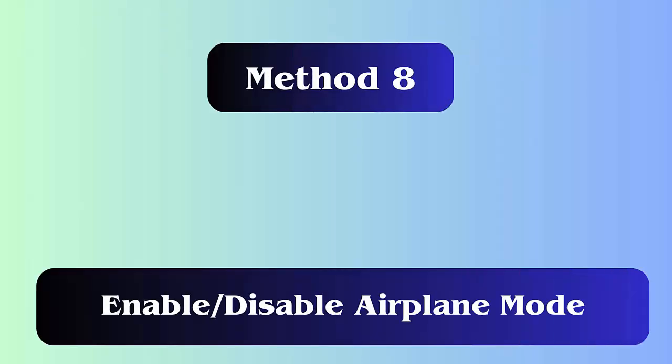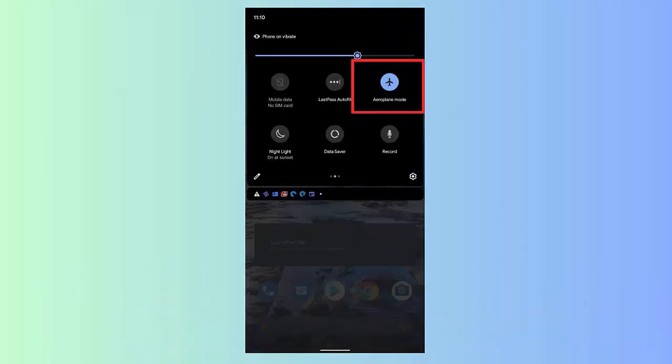Method 8. Enable/disable airplane mode. If the app not working with cellular data continues, then you can try to turn on airplane mode and again turn it off. Doing this will solve the network issue if there is any, and the apps will start working with mobile data. Just tap on airplane mode to enable and then again disable it after a few seconds to check if the problem is resolved.